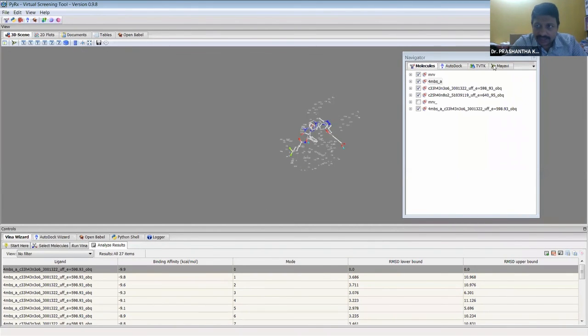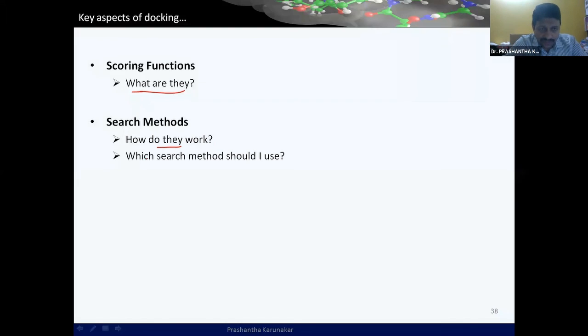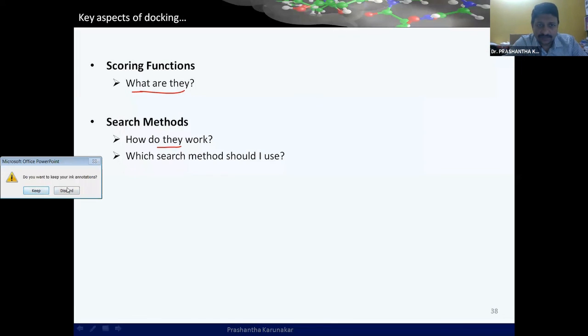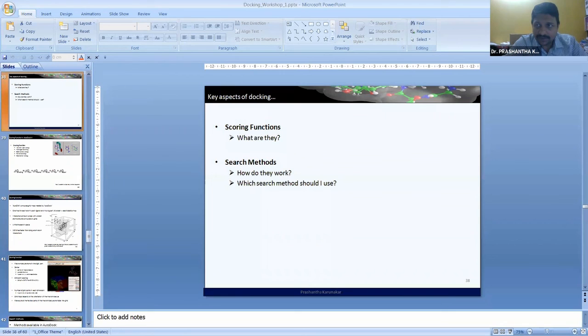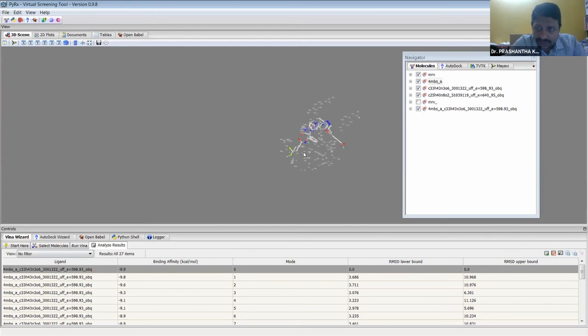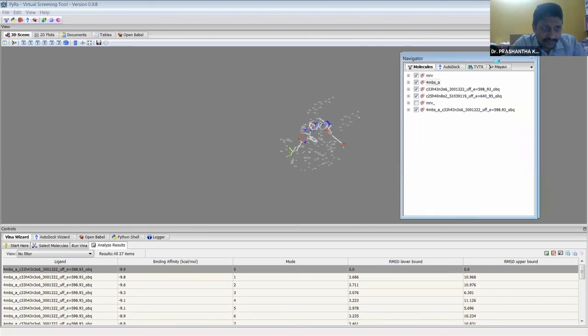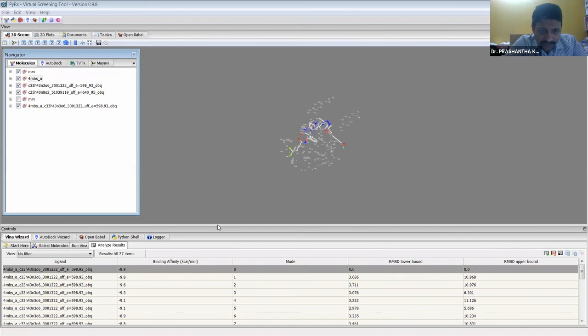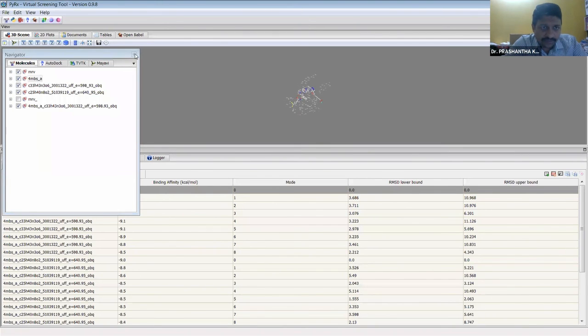Now the docking is done. I will continue with this at a later point of time. Now the results, once the docking is over, let me close this.